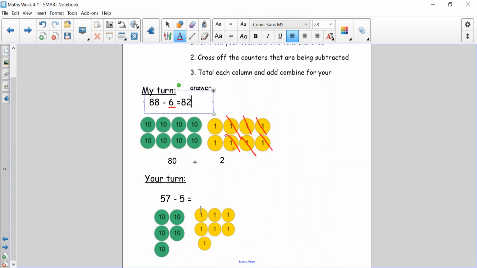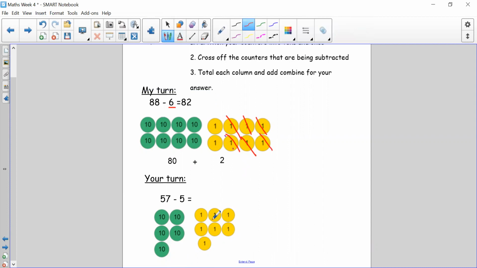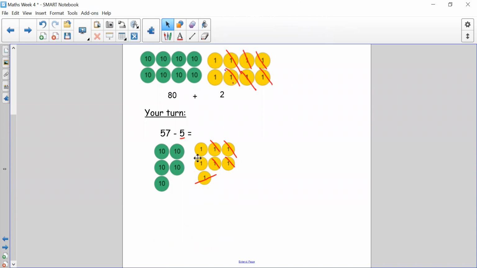Okay, welcome back. Let's have a look at how we solve 57 take away 5. So my first step is to partition. I've got 5 tens here for 50 and I have 7 ones here for my 7. I need to take away 5 ones. So I'm going to cross off 5 ones: 1, 2, 3, 4, and I'm going to cross off that one at the bottom there. 5 ones.